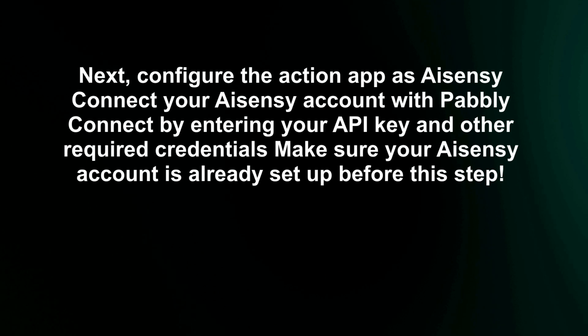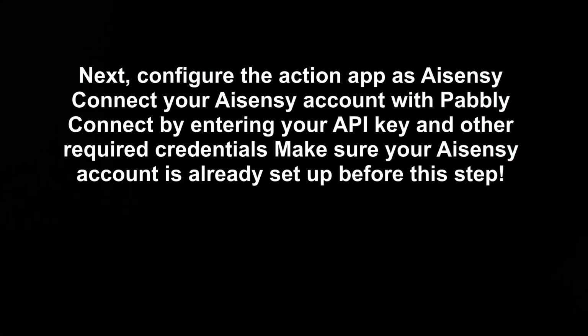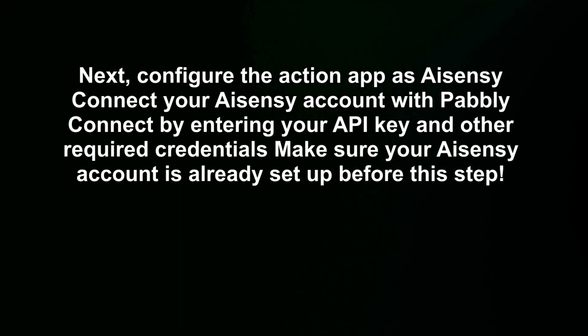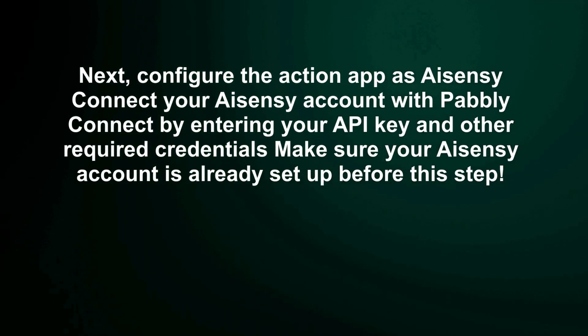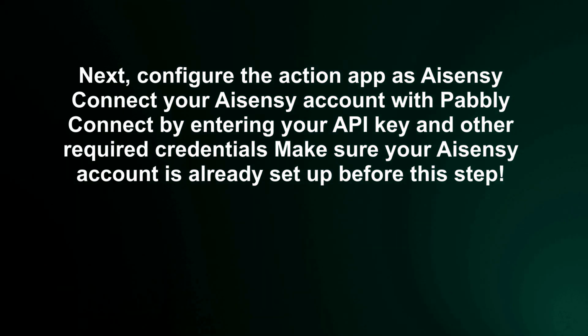Next, configure the Action app as Aisensy. Connect your Aisensy account with Pabbly Connect by entering your API key and other required credentials. Make sure your Aisensy account is already set up before this step.